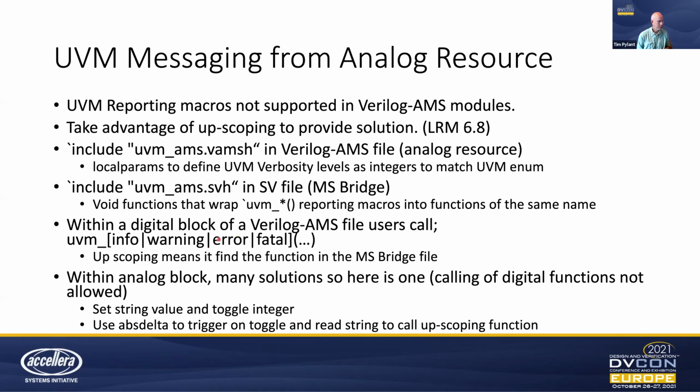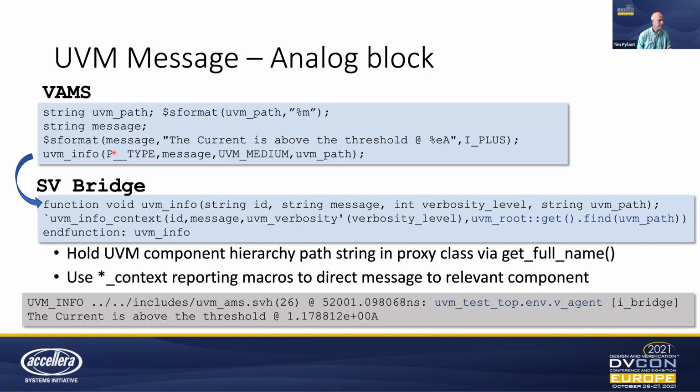And then you just make reference to the UVM info wrappers within your digital and analog blocks. So let me show you an example of that. In our VAMS model, the analog resource, we're going to create a UVM path, and we're just going to set the value of the path equal to whatever our instance path is within that module.